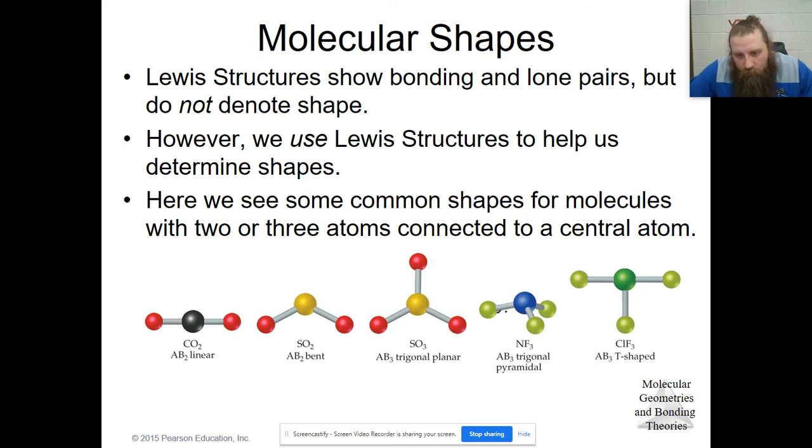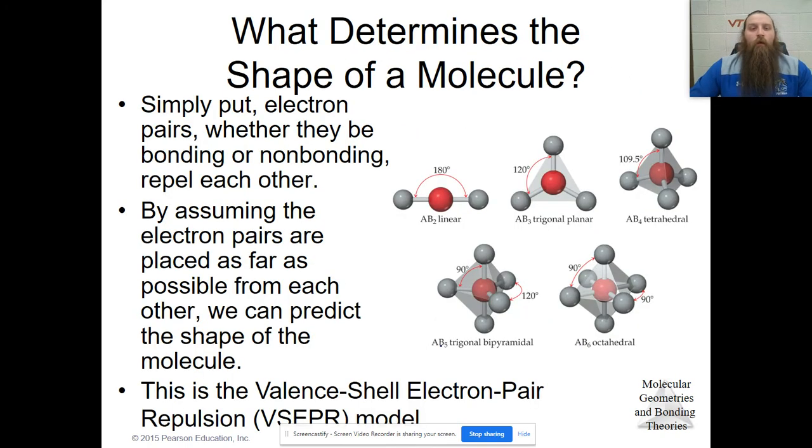And you can see the trigonal pyramidal shape, right? There's our pyramid structure, that kind of thing. There's a T-shaped molecule, which is a new one for us. We're going to see a couple more new ones in a minute. So how do we determine that shape from the Lewis structure, or just in general?